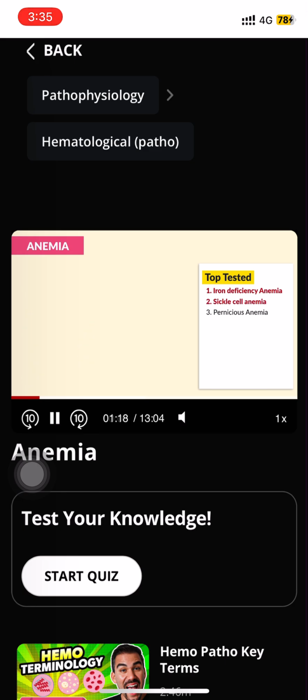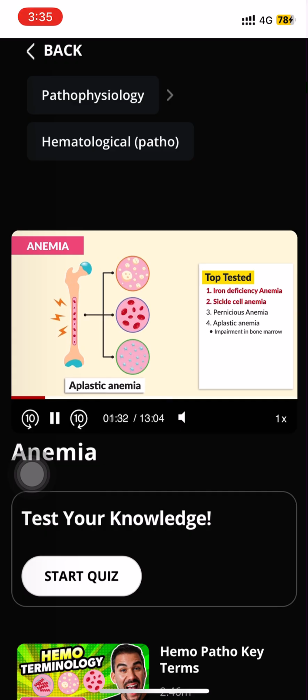Now for a little side note for your pathophysiology exams. There are 2 other types of anemia that you should be familiar with for your patho course. So number 4 here is aplastic anemia, where we see impairment in the bone marrow, which makes blood cells. And pancytopenia, where we have low RBCs, low WBCs, and low platelets. Now all the blood cells will be low here due to the bone marrow impairment.